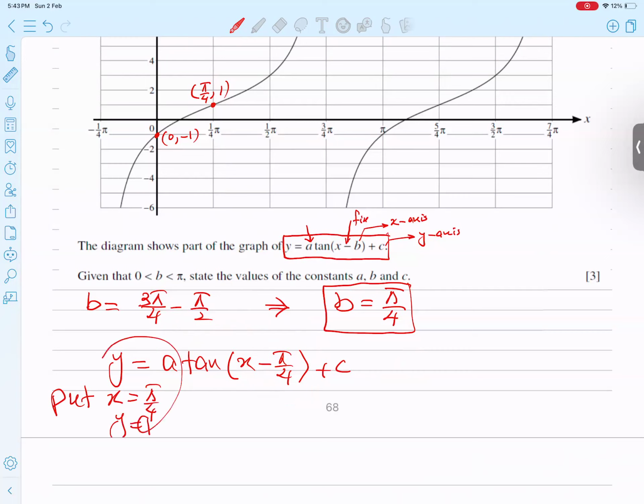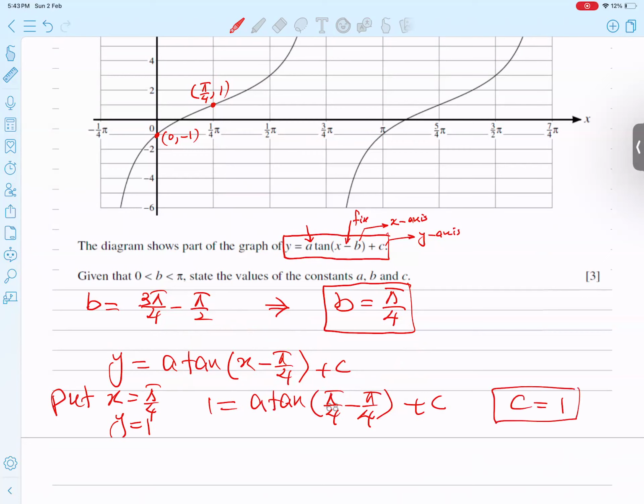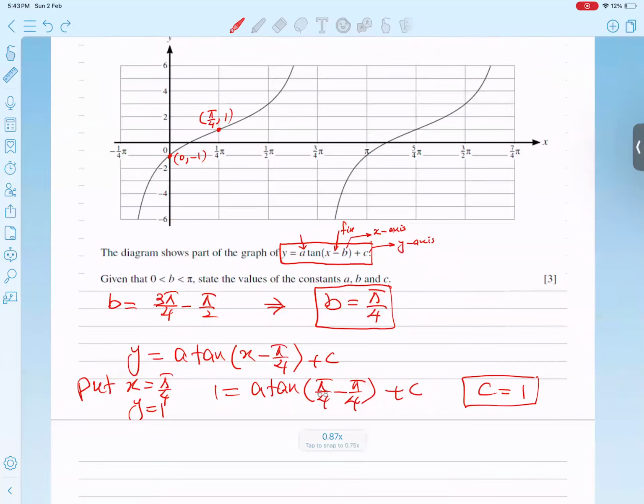So when I plug in y value 1, 1 is equal to a times tan of (pi by 4 minus pi by 4), and pi by 4 minus pi by 4 is 0. Tan 0 is 0, so this is gone. So the c value becomes 1. Alhamdulillahi rabbil alameen, out of 3 variables, I got 2. I used this upper point, but I did not use the lower one. Now I'm going to use the lower one.